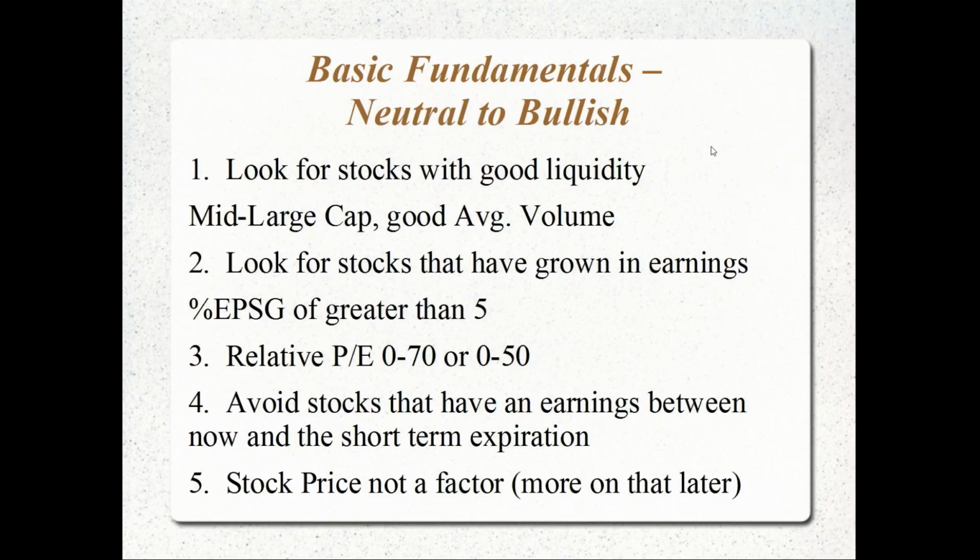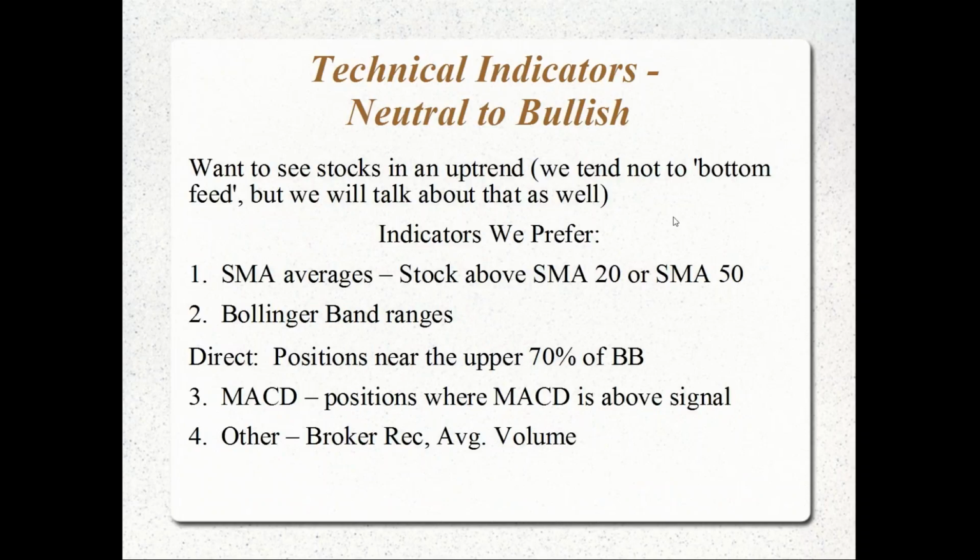At the same time, technically, I'm in a neutral to bullish position for the diagonal call. So I want stocks that are trending above their 20-day or 50-day moving average. And of course, we talked about stocks being near the Bollinger Band and the MACD. And of course, you might use that average volume filter as well. Now that's for the underlying stock. Most of what you'd look for in standard neutral to bullish positions.